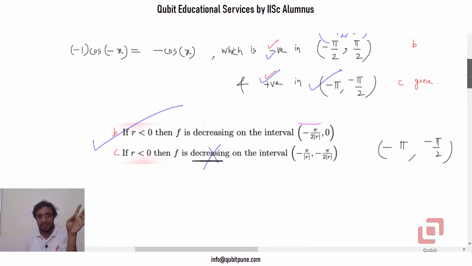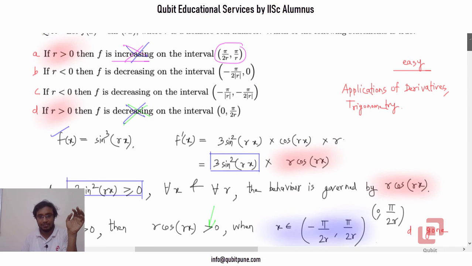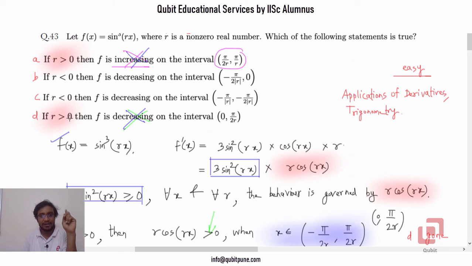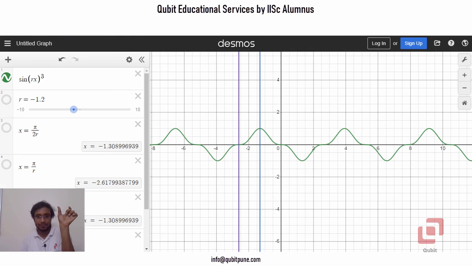What was the right one? B is right. Let's go to C. C tells me that if r is negative, then f is decreasing on the interval negative pi by mod r to negative pi by 2 mod r. That means the graph should go down between those two colored lines. No, the graph is going up. So that option is wrong.